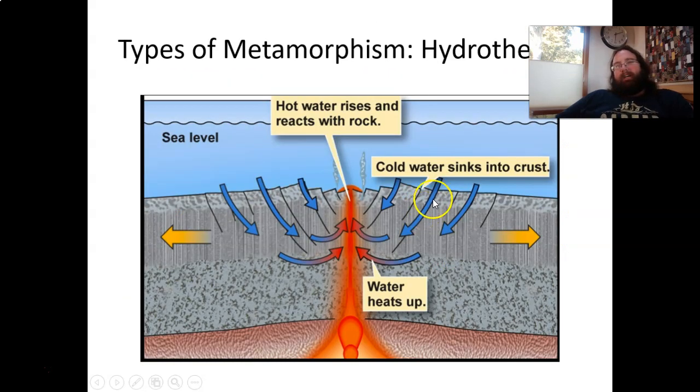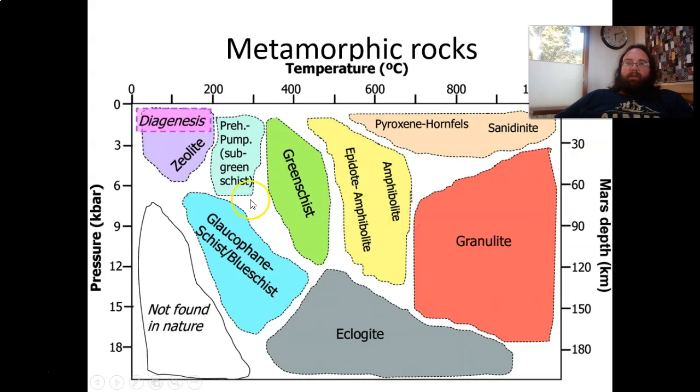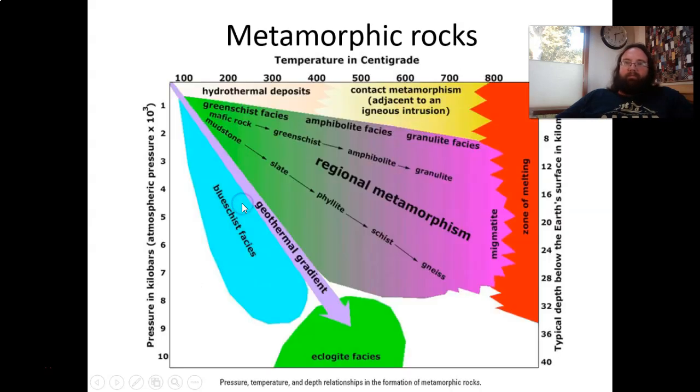And of course, you could also get hydrothermal metamorphism. This is like stuff you see happening in the mid-ocean ridges. It's actually how we also get our state rock. Very good. So now we're going to take a journey into the world of metamorphic rocks.